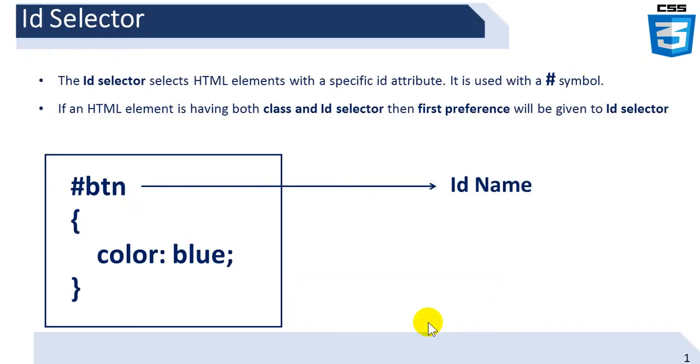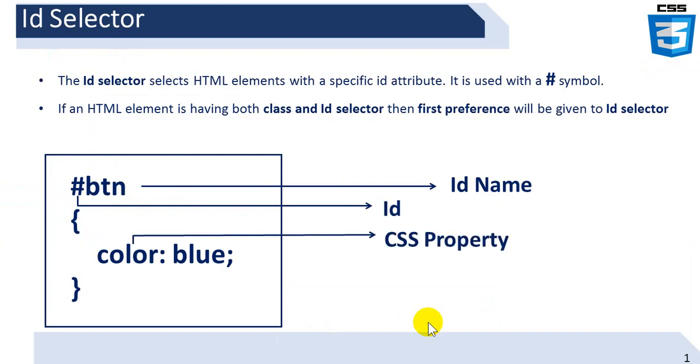See, this is the id name, this indicates the id, and this color is the CSS property, and this is the value. The same thing, see, if an HTML element is having both class and id selector, the first preference will be given to id selector. So I hope you guys understood, right?